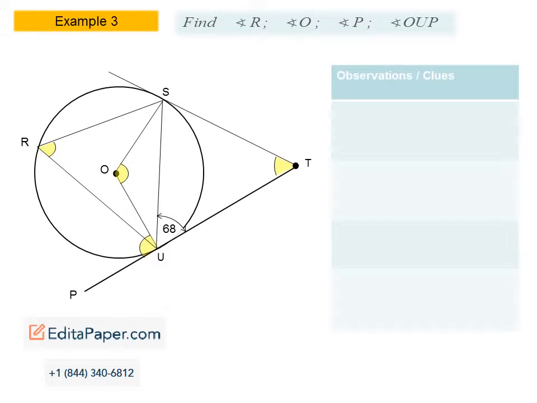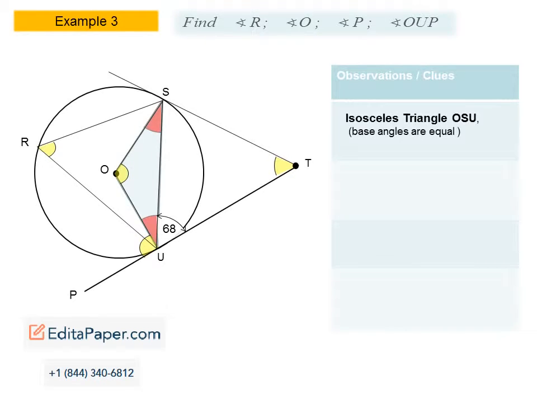In our third example, we begin as we have done before, which is to look carefully for clues in our diagram. And here it is, we are given one angle, 68 degrees, and we're asked to determine 4 angles which are shown in yellow. Let us start as usual by looking for clues.